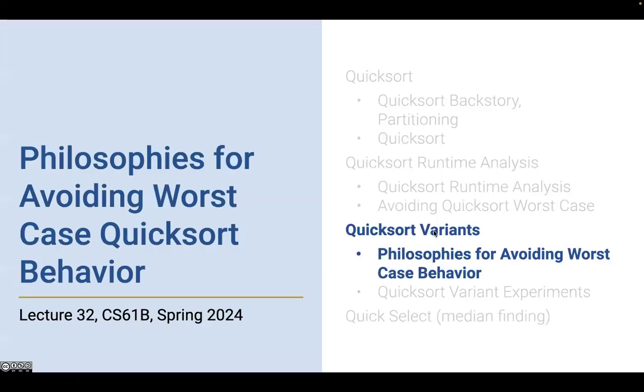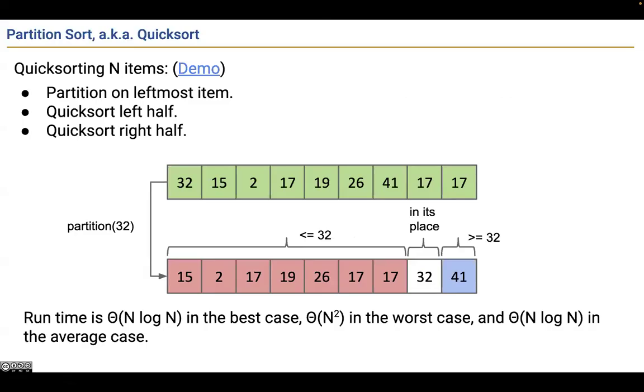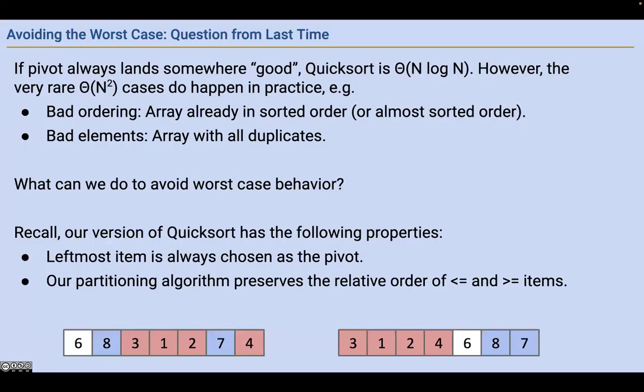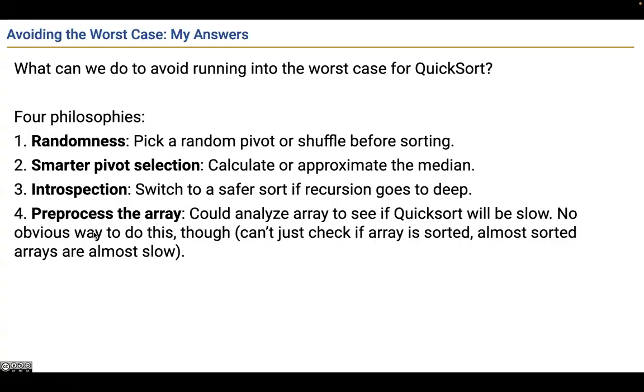Okay. Let's talk about avoiding worst case quicksort. We already saw what quicksort is, so I won't go through it again. Here are the four philosophies that we talked about. One of them is embrace randomness.